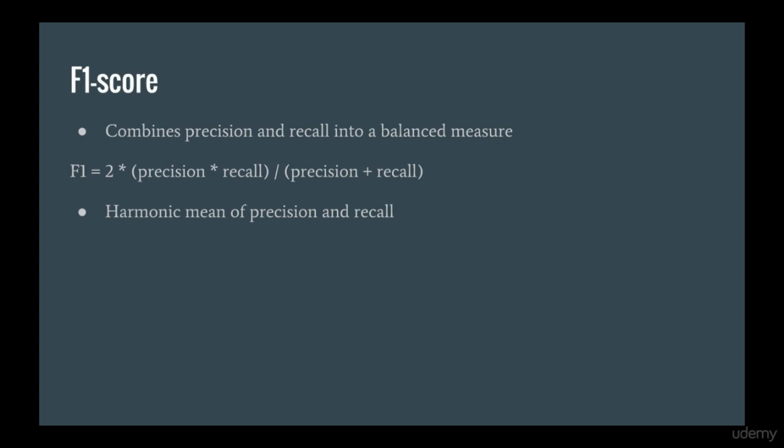We can get a total score that takes into account both precision and recall, and this is called the F1 score. It's a more balanced measure than just plain accuracy. So this is defined as the harmonic mean of the precision and recall.